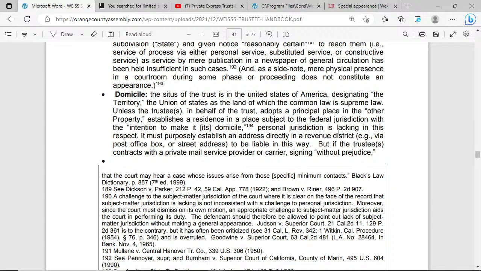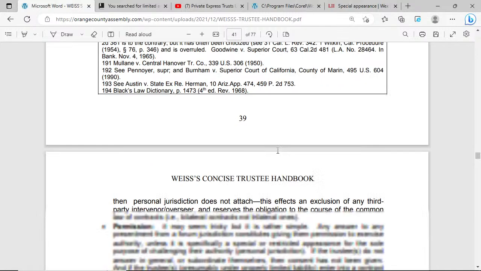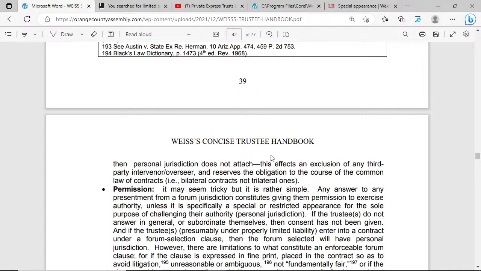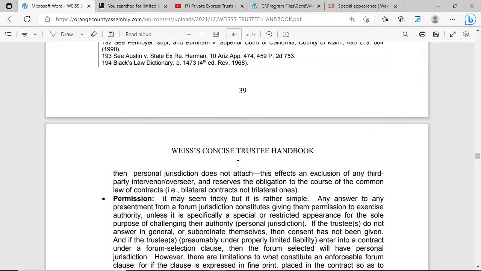Personal jurisdiction is lacking in this respect. It must purposely establish an address directly in a revenue district via post office box or street address to be liable in this way. But if the trustees contract with a private mail service provider or carrier, signing without prejudice, then personal jurisdiction does not attach. This affects any exclusion of any third-party intervener and reserves the obligation to the course of the common law of contracts.